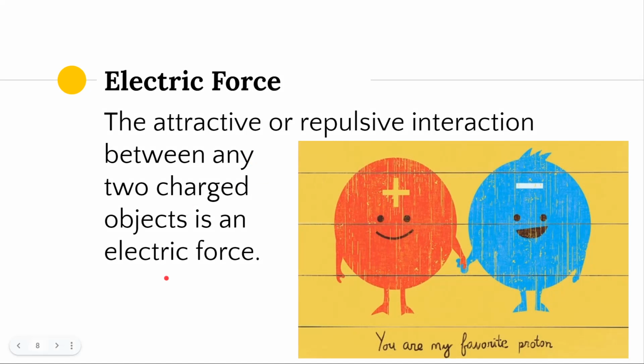Okay, so when we talk about the force, charged particles can exert forces on one another, and we can have this electric or electrostatic force, and it is the attractive or repulsive interaction between any two charged objects. Okay, so you've probably heard phrases before like opposites attract, and that has to do with things like this. When you have oppositely charged particles, you'll have a force of attraction. If you have like charged particles, then you'll have a repulsive force between them.